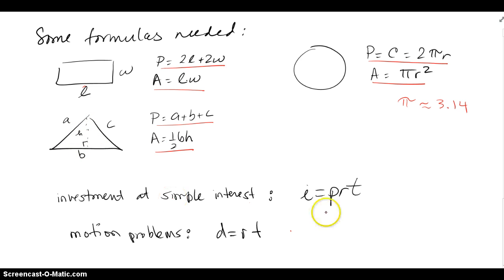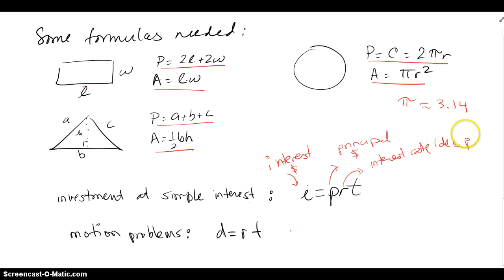Investment at simple interest, you might remember the formula I equals PRT. I is the interest in dollars that you either owe or you make. P is the principal, which is basically the money that you put in or you take out as a loan. R is the interest rate, and you always want to put it in decimal form when you use it in the formula. So I'll put decimal form as a note. And then T is the time, usually in years, because the interest rate is given to you per year. So we'll be using that with examples as well.